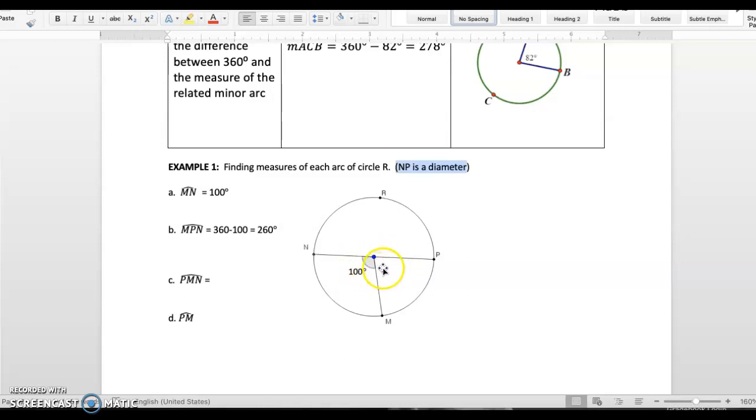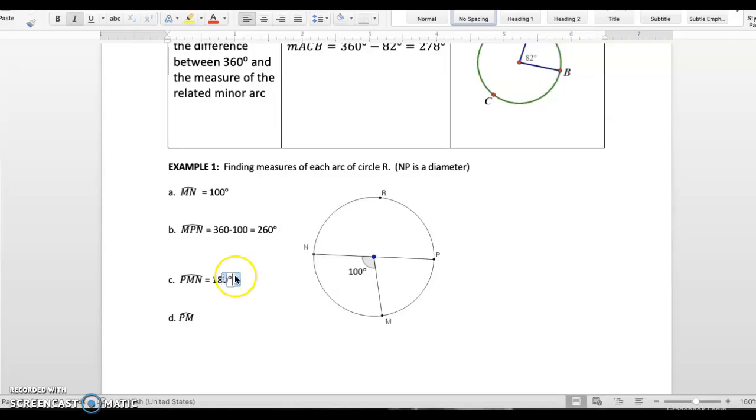80 degrees, not 180. So we have 180 degrees in total on this line. There's 100 degrees right here. So that means this remaining central angle is 80 degrees. So PMN includes both of these central angles. I would have to add up 100 plus the 80 degrees that would be left over, and that's 180 degrees.